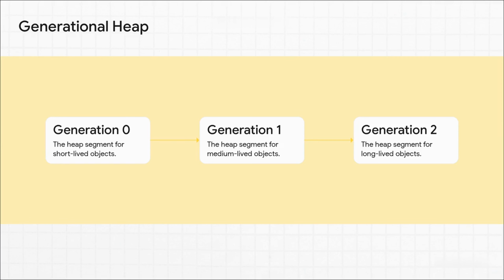And if an object is tough enough to survive that, it gets promoted to Gen 2, the land of the long-lived veterans. This is the giant dumpster out back. It only gets emptied when it's absolutely necessary. This whole system is super efficient because it lets the GC focus most of its energy on Gen 0, where most of the action is.